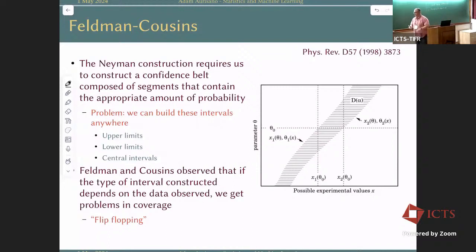And so one of the things that they observed was that oftentimes people before Feldman-Cousins would basically have some criteria, and they'd say, if I don't see anything, I'll set an upper limit.